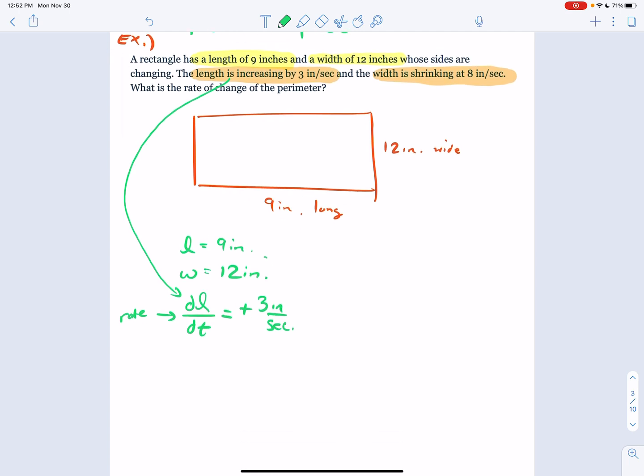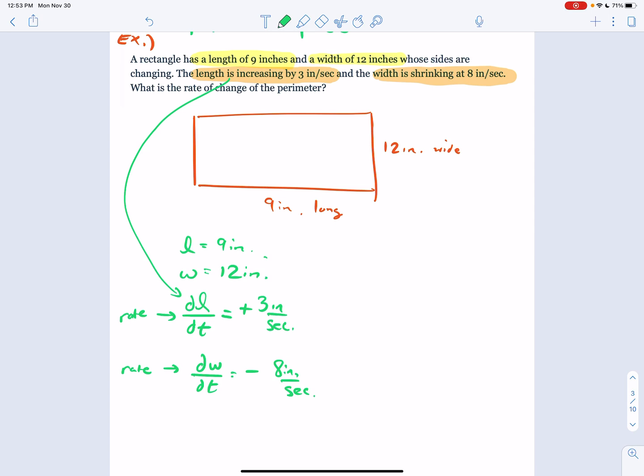Now the other rate they mention is about W. The width is shrinking, but it's still a rate, so it's going to be dW over dt. Anytime you want to write a rate, it's always going to be d something over dt. Because the width is shrinking, we know it's going to come out negative 8 inches per second. Make sure you understood that part before you move on, okay?